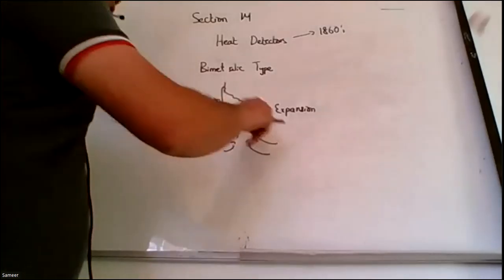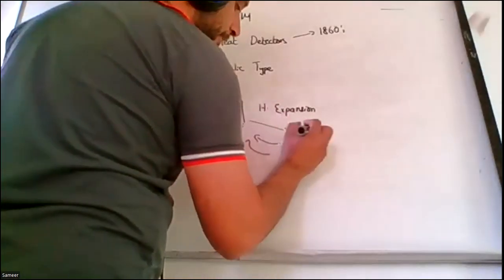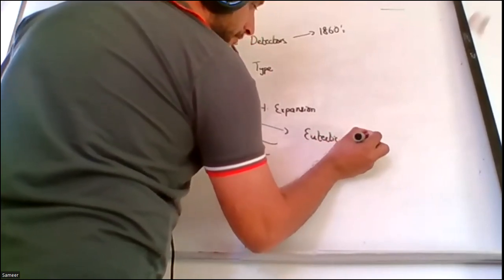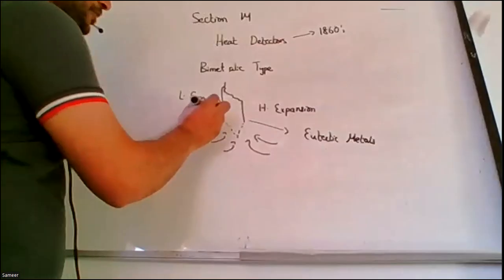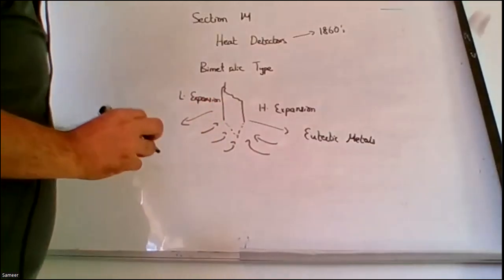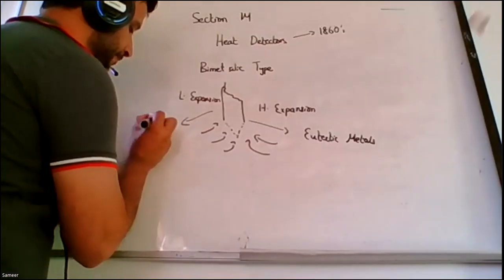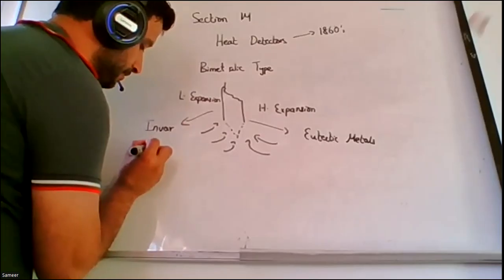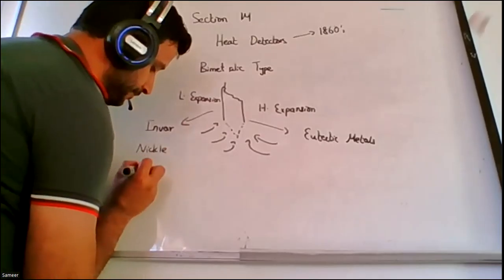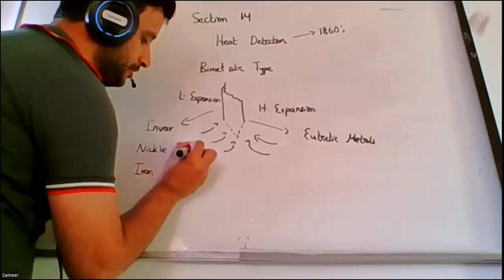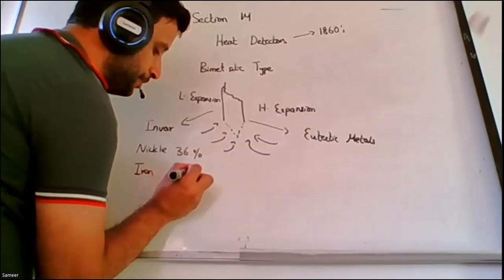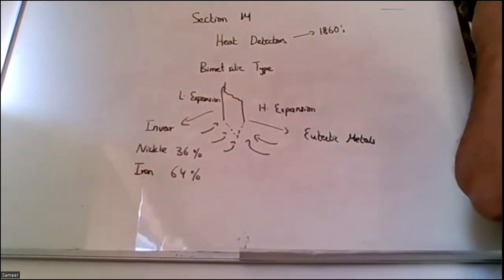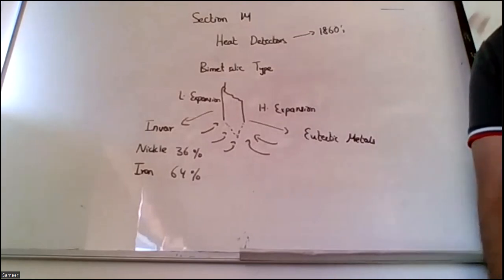Now, in the bimetallic expansion, the high expansion metal strip is eutectic metal. The low expansion metal is actually INVAR, and INVAR is a combination of nickel and iron. Nickel 36% and iron 64%. So that is the bimetallic type of heat detectors.